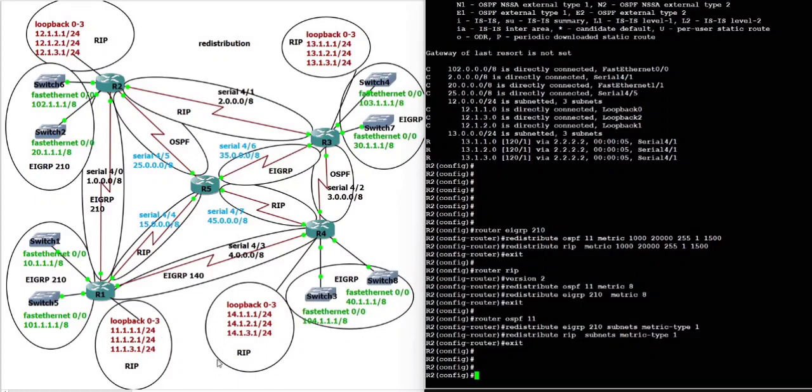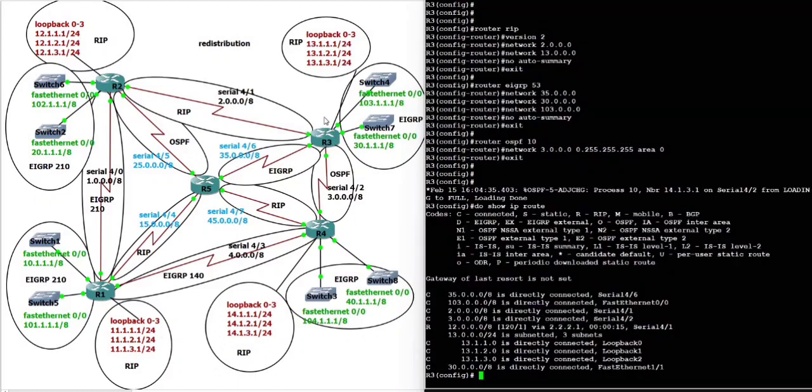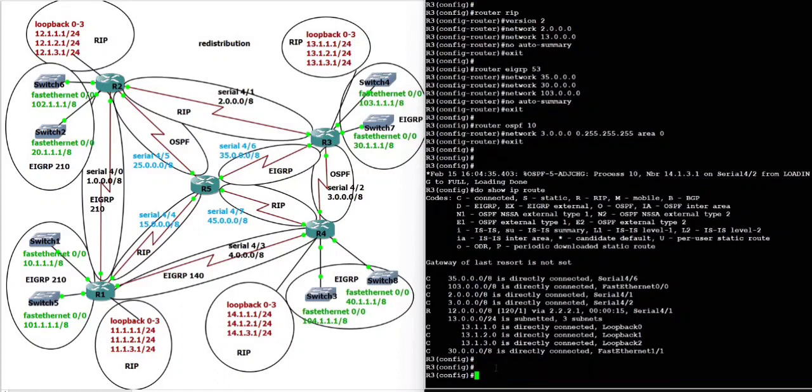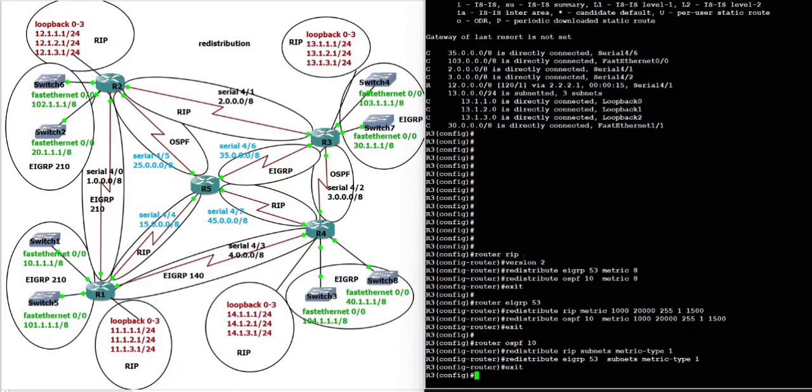So now on router 3, here also we have 3 redistribution: EIGRP, OSPF and RIP. RIP redistribute EIGRP 53 and OSPF 10. EIGRP 53 redistribute RIP, OSPF 10. OSPF 10 redistribute RIP and EIGRP 53.